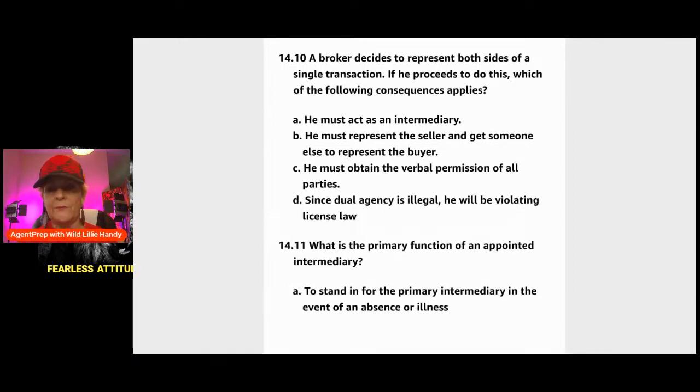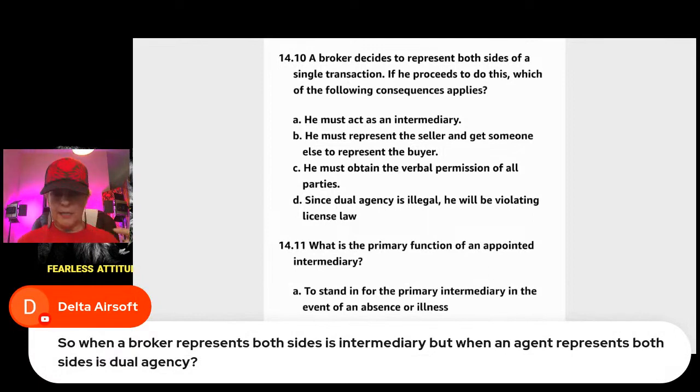Ask, believe, and receive. Okay, what did Delta Airsoft say? So when a broker represents both sides, it's intermediary. But when an agent represents both sides, it's a dual agency. That's right. Well, in Texas, we do not have dual agency.